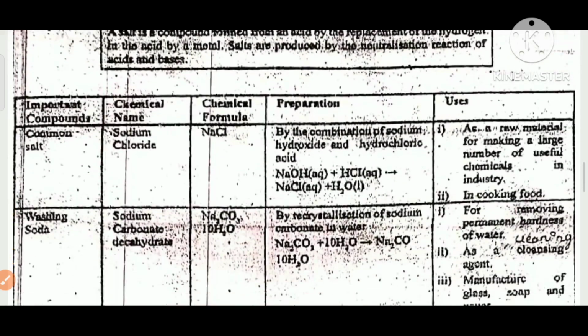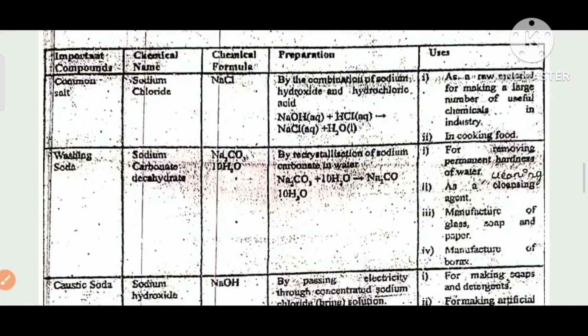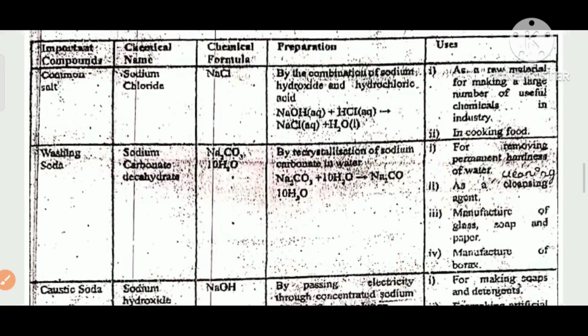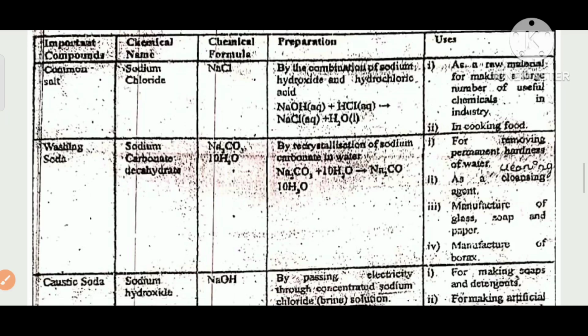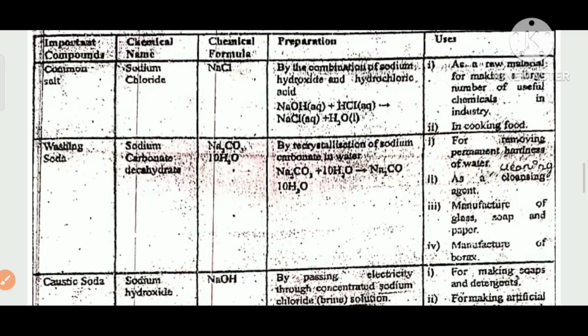And thereafter in this chapter, salts concepts are there, my dear students. See, NaOH, NaCl, and here the uses are there. Just zoom in yourself, pause the video and try to copy. Preparation is also there, and uses are also there. Washing soda and its common name, molecular formula, everything is there. Common salt, its molecular name is sodium chloride, and chemical formula is NaCl.